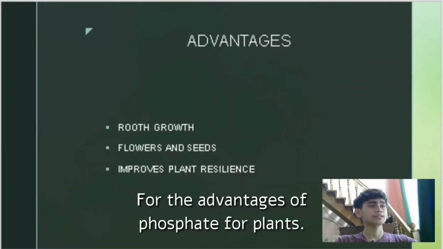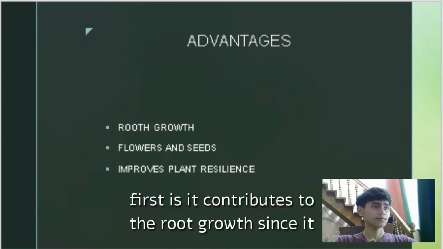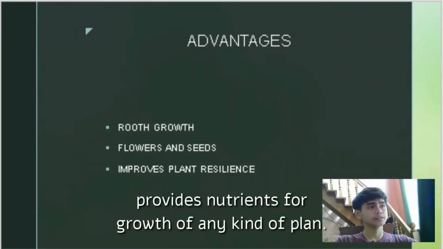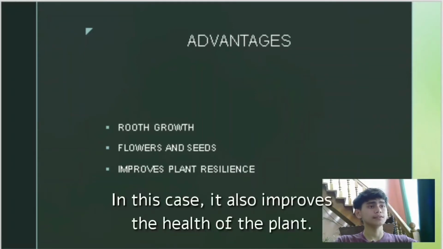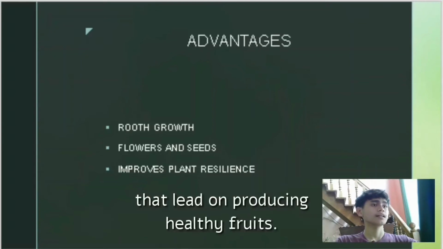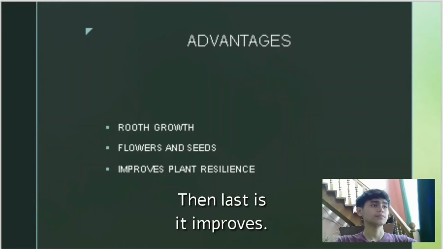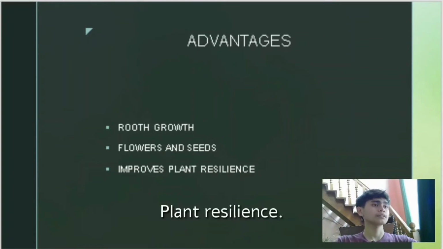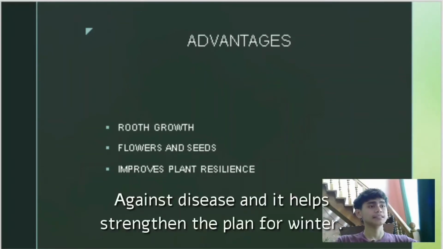For the advantages of phosphate for plants, first, it contributes to root growth since it provides nutrients for root growth of any kind of plant. In this case, it also improves the health of the plant. Next, phosphate also improves flower and seed production that leads to producing healthy fruits. Then last, it improves plant resilience against disease and helps strengthen the plant for winter.